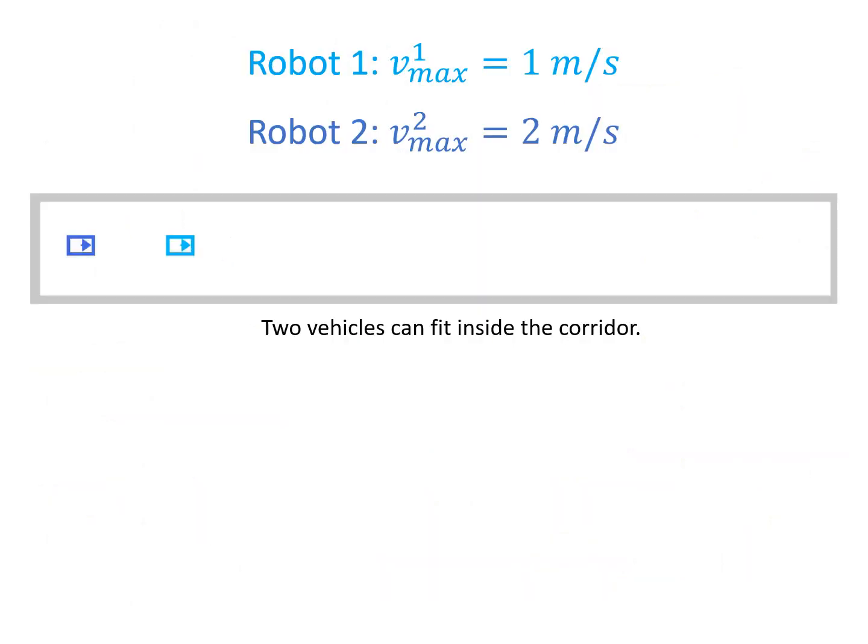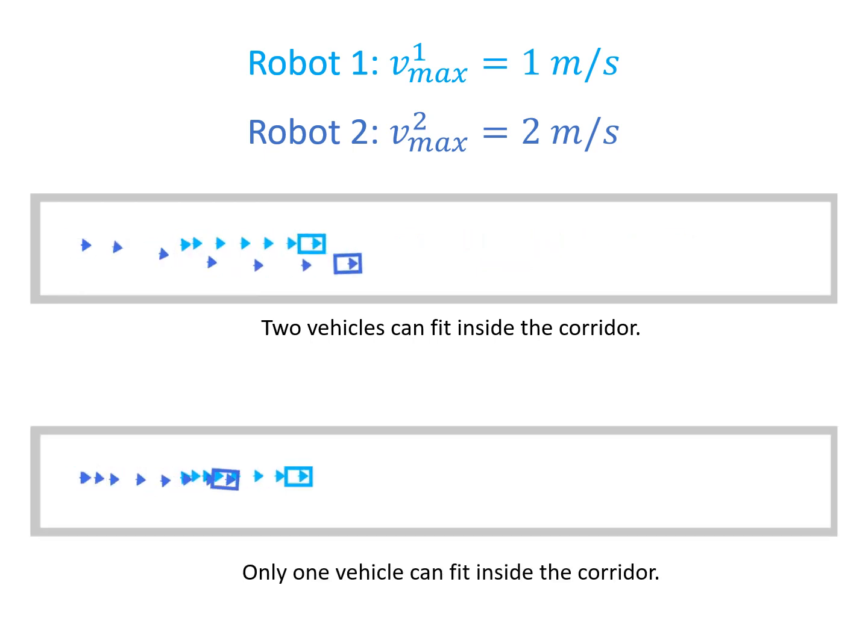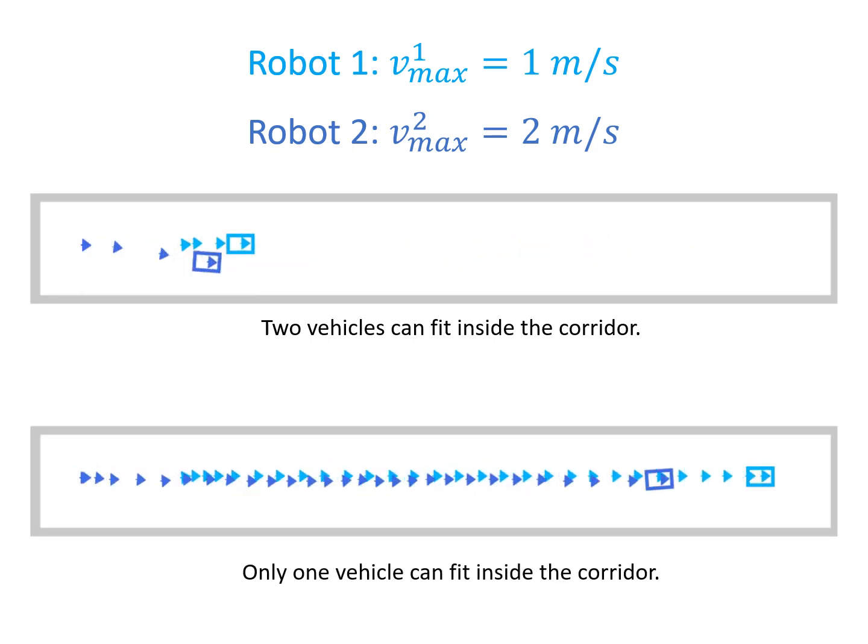Additionally, let's check some interesting behaviors that automatically arise from the proposed method. Let's assume that the maximum speed of Robot 1 is lower than the maximum speed of Robot 2. If two vehicles can fit side by side in the same corridor, Robot 2 is able to pass Robot 1. Also, it was tested what would happen if there was only space for one vehicle to circulate. Vehicle 2, even with a higher maximum allowed speed, managed to follow and match Vehicle 1's speed.